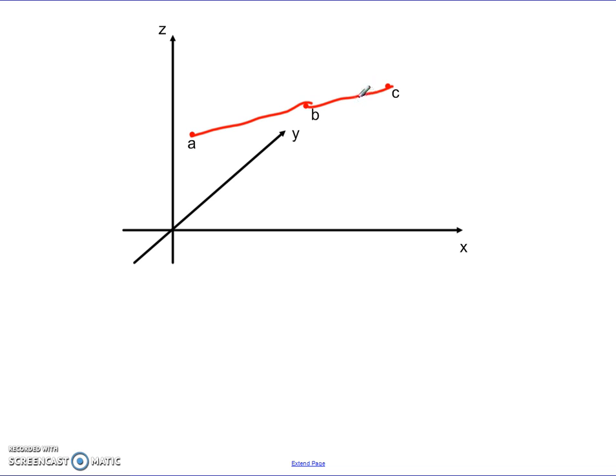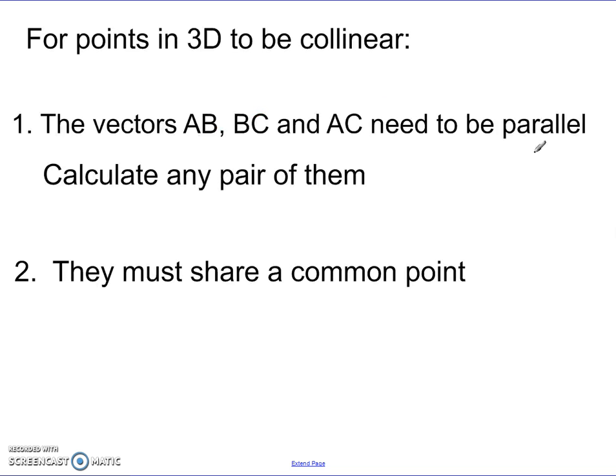So it's the same logic and the same general idea behind it as if we had just 2 points in a 2-dimensional system. For 3D, what that means is we have to get the vectors AB, BC and AC. We need a pair of them to be parallel. So we take any pair of those vectors and show that they're parallel. And they must also share a common point. So I could pick AB and BC as my pair, I could pick AB and AC as my pair, or I could pick BC and AC as my pair. It doesn't matter which pair, as long as there's a common point.